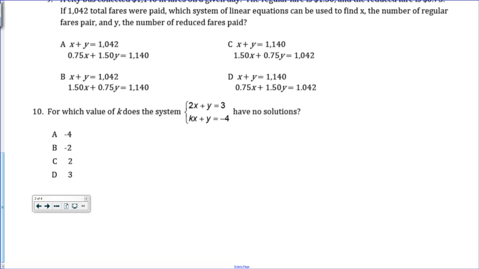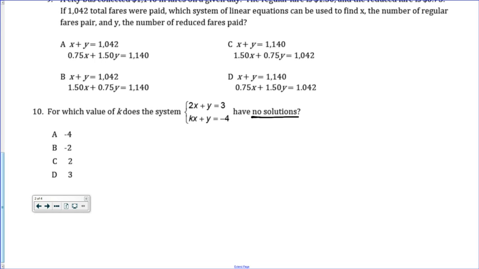For which value of K does the system have no solution? So in order to have no solution, I would need to have my x's and my y's cancel. So you can figure out what you need to substitute in for K in order to make this work. You can try a couple of different things. You can substitute them in and see which ones give you an answer of no solution.